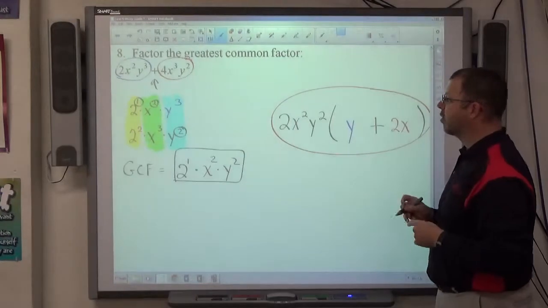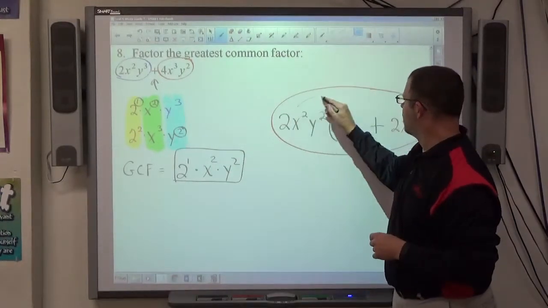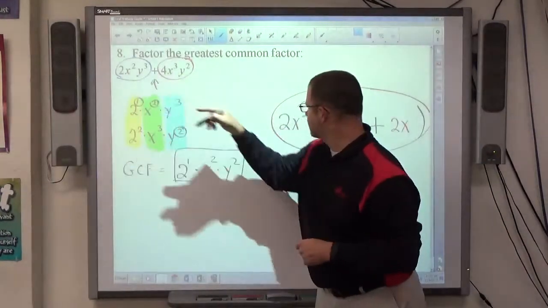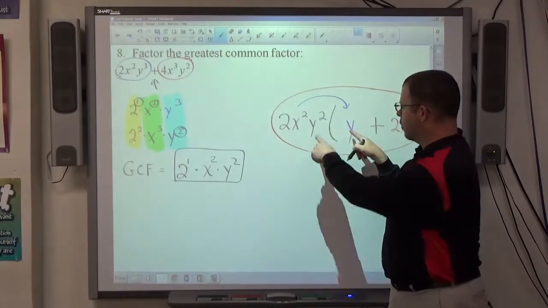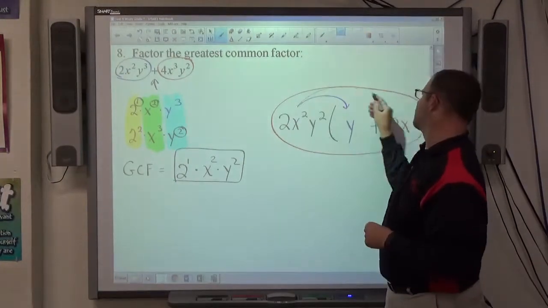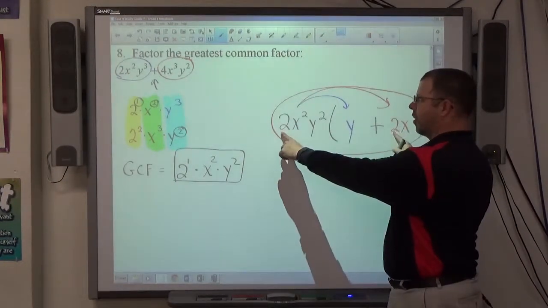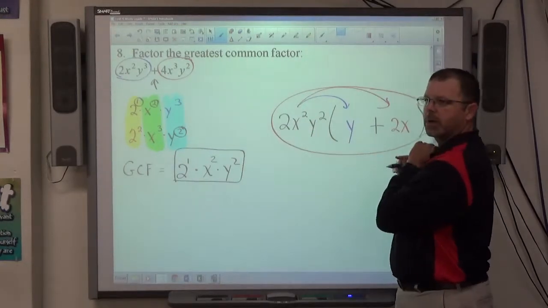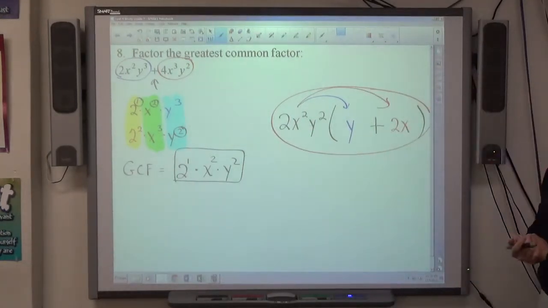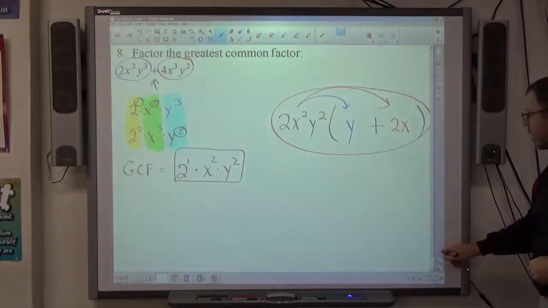If you want to verify the correctness of this, the product should equal the blue term, 2x squared y cubed. This product should equal the red term, 4x to the third y squared. So if you did a distributive property on your answer, you should end up with the original problem as is.